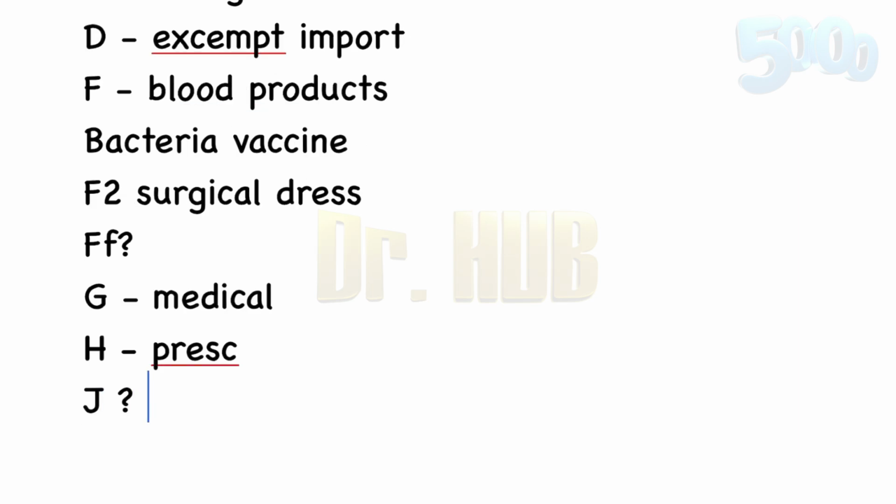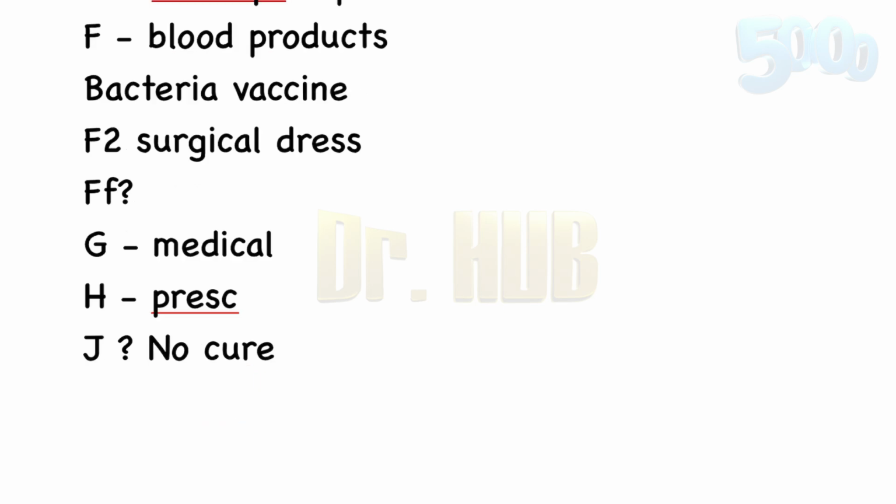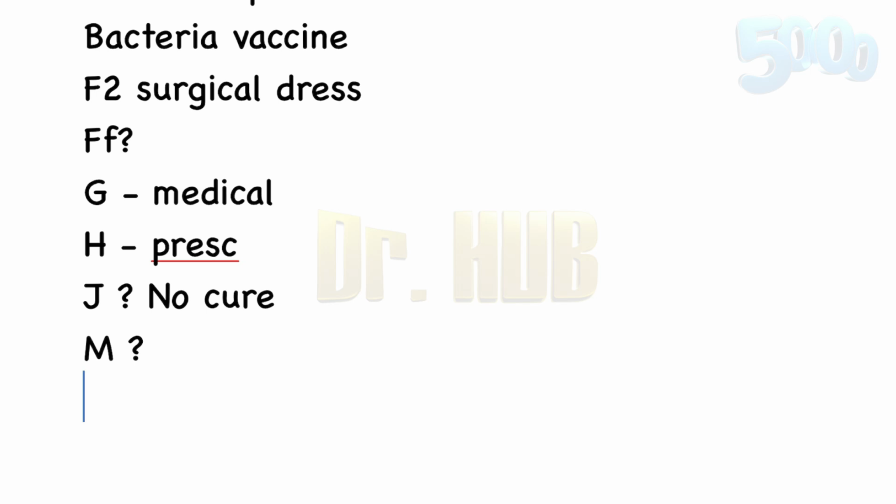And what about J? The J is a list of drugs that a drug may not be able to prevent or cure. So there is no cure for this. The example can be HIV or the atherosclerosis. So what about M? M is where the regulations regarding the good manufacturing process. So M for the manufacturing practices. Then looking at P, P is where the regulations regarding the life period and the storage of various drugs.